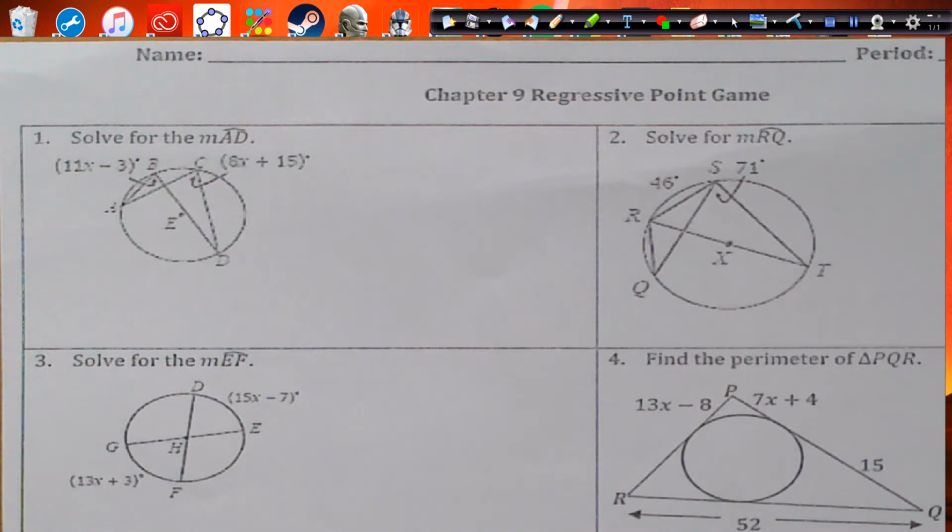Hey guys, welcome. We're going to do our review video using one of our ICs actually. This was regressive math, and let's go ahead and get started.